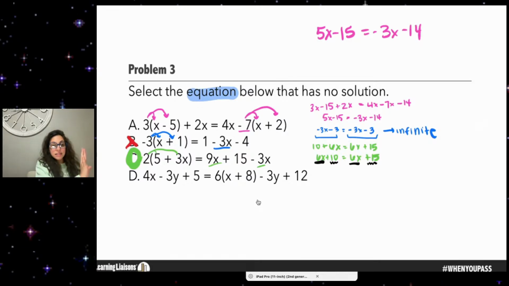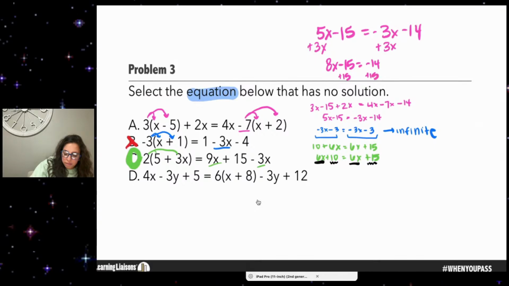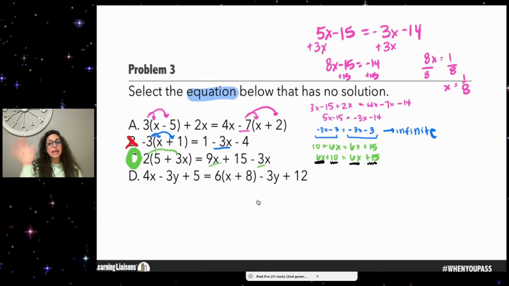When I get the x's on the left and the constants on the right, add 3x to both sides. 8x minus 15 equals negative 14. Add 15 to both sides. 8x equals 1. Divide both sides by 8. I get x equals 1/8. Easy peasy. It gives me a singular solution. It gives me a solution. That is exactly what I'm looking for.